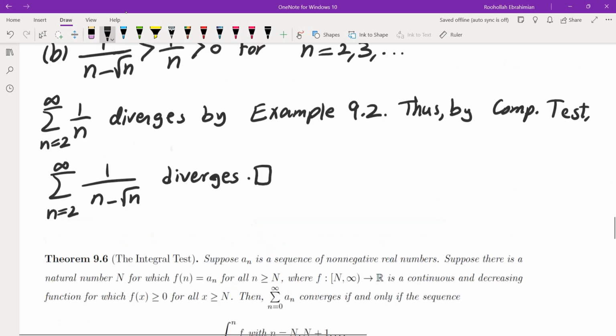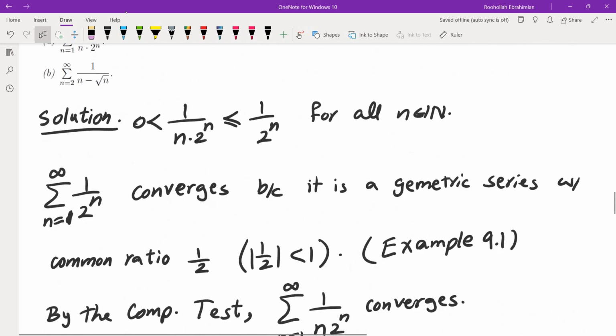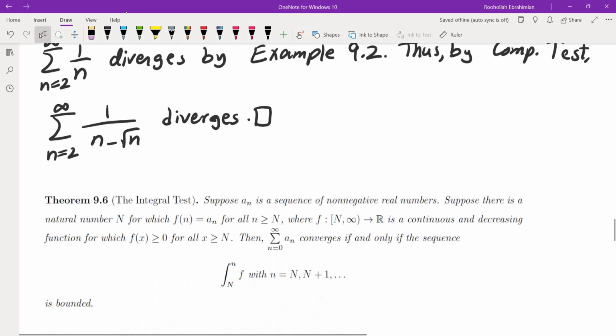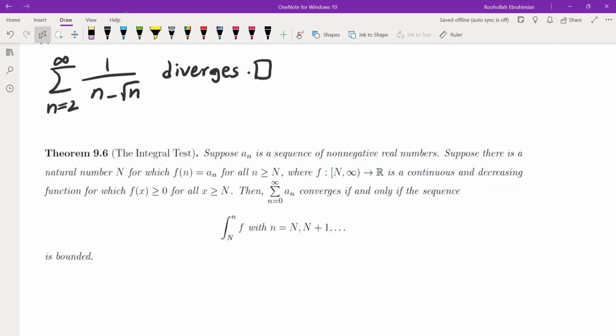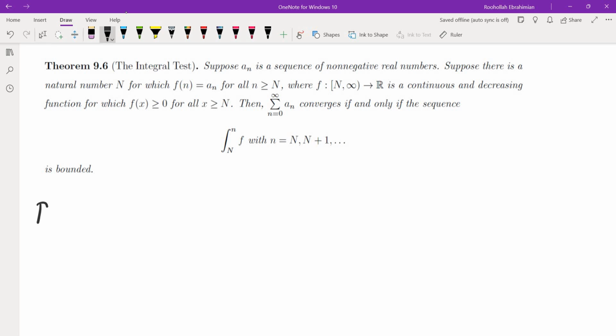Okay, so that's good. We had an example on the geometric sum. We were able to use that for the first one, and then the harmonic series, we were able to use that in the second one. Okay, so far we have talked about comparison tests and divergence tests. So the next test that we're going to talk about is called the integral test.